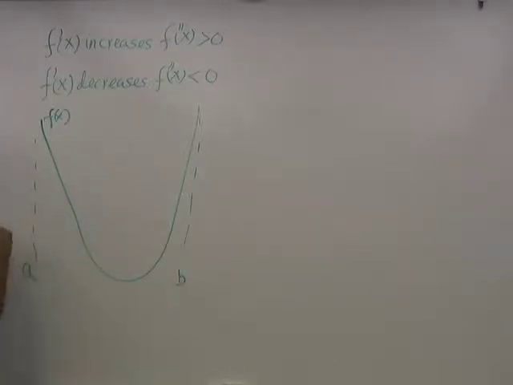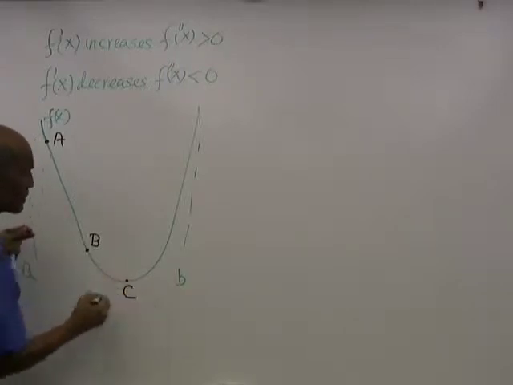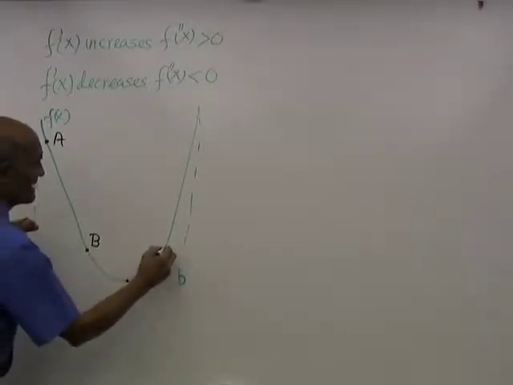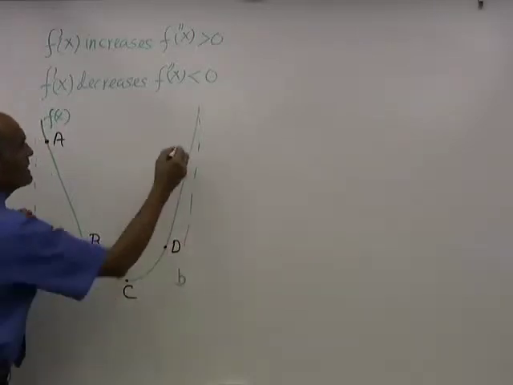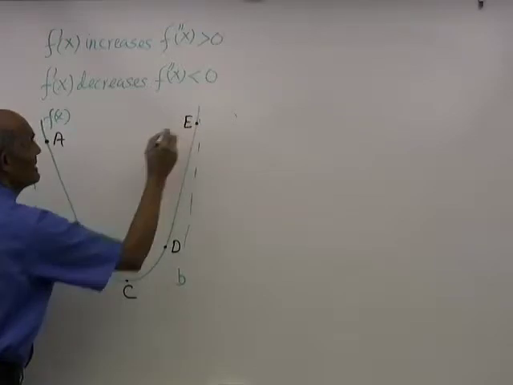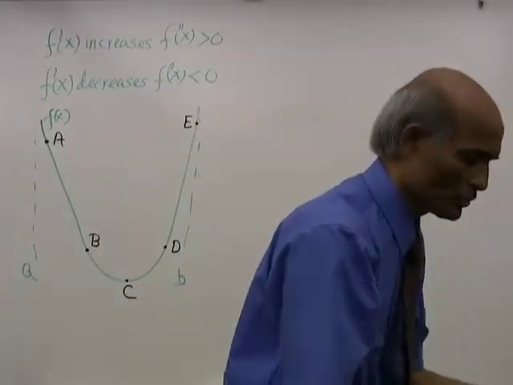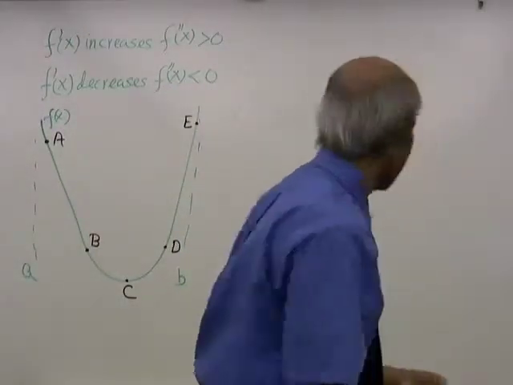Let me see if I can get, say, I have a point here, I'm going to call point A. A point here, I'm going to call point B. A point here, I'm going to call C. A point here, I'm going to call D. And maybe a point here I'm going to call E. And what I'm going to do is draw a tangent line to the graph at those points.